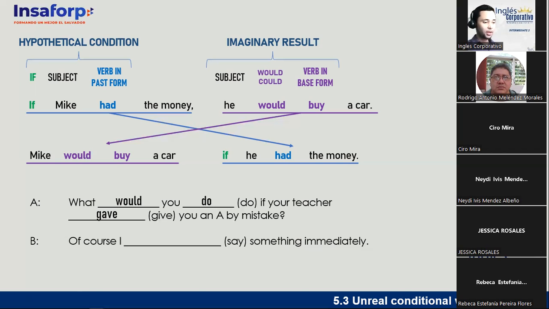An A is a 10, right? In a different grading system, for example, in the United States, grades are not 1, 2, 3, 4, 5, 6, 7, 8, 9, and 10. No, they have A, they have B, they have C, etc. So A is a very good grade. It's a 10, basically. So what would you do if your teacher gave you an A by mistake? ¿Qué harías tú si tu profesor te diera o te pusiera un 10 por error?